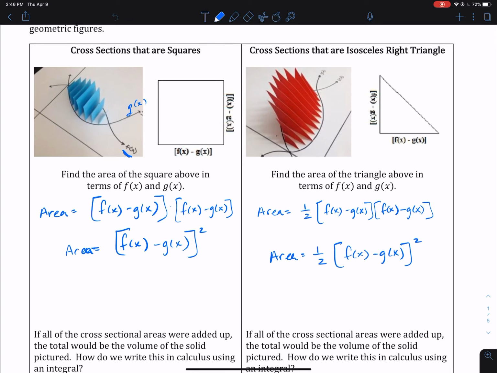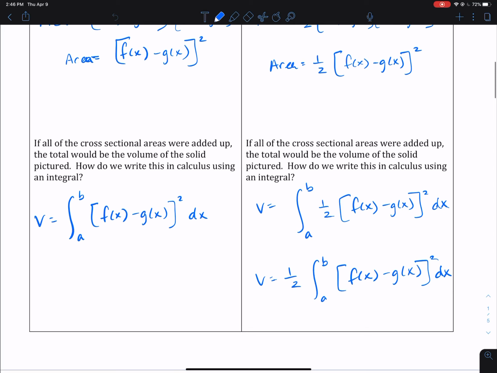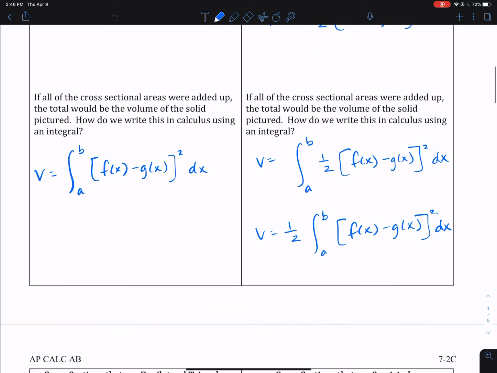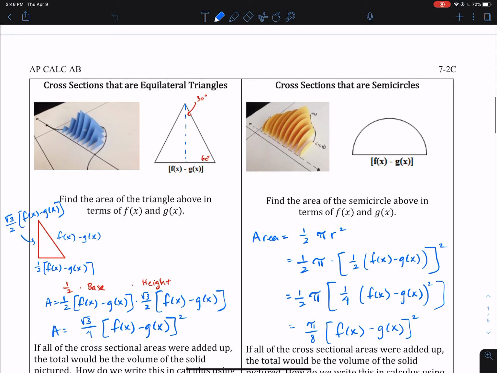Here is the cross sections for an isosceles right triangle. So remember, area of a triangle is half base times height. And then we integrate that to get the volume. Equilateral triangle, you have to be careful. Remember, we have to find the height by splitting that triangle into a 30, 60, 90.